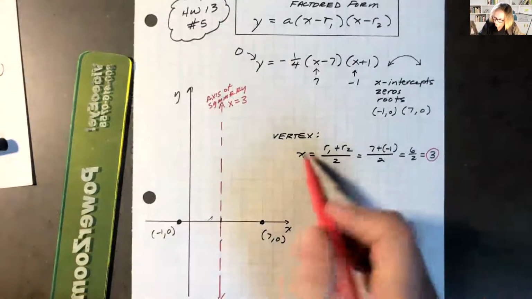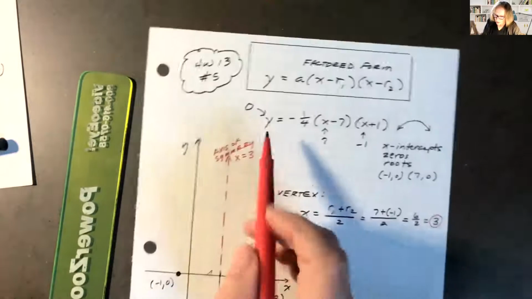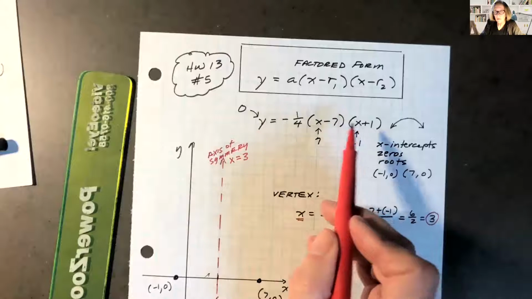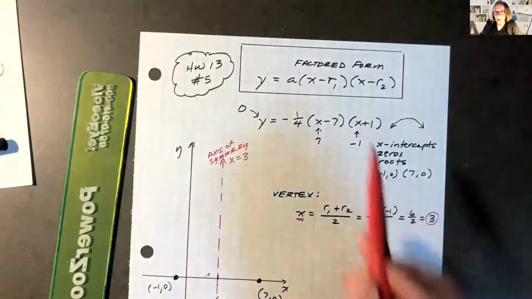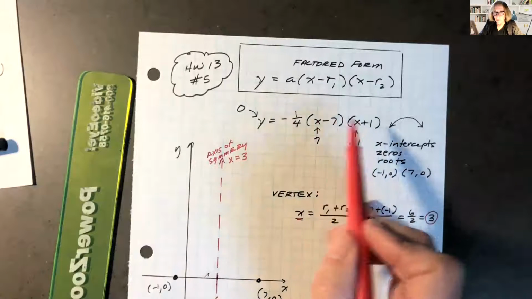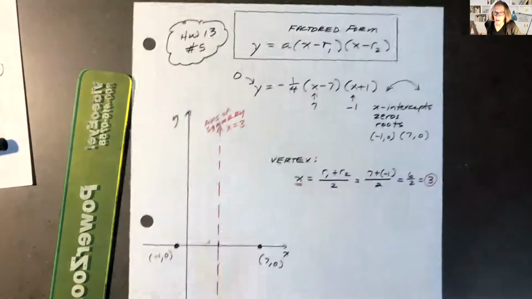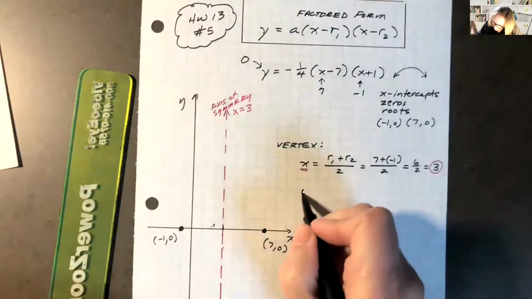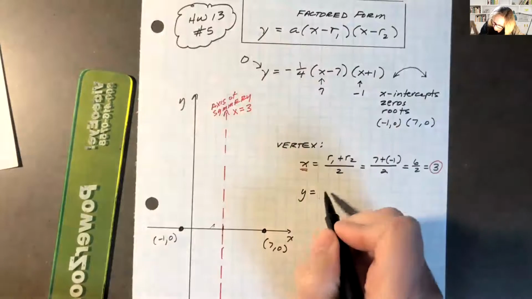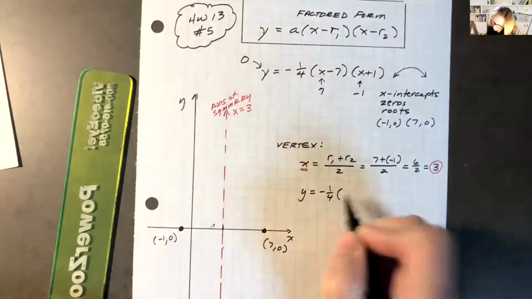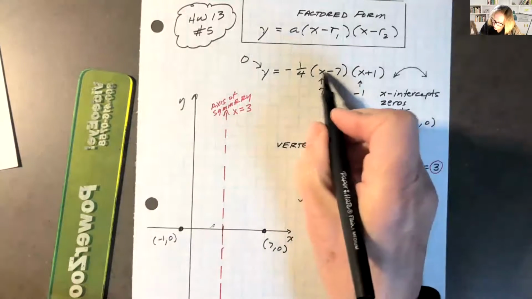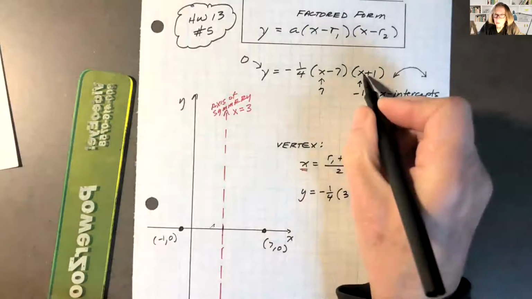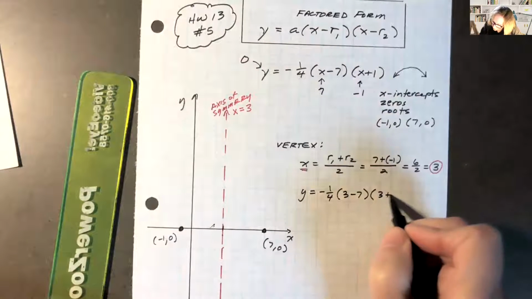So whenever I found an x, it's so nice because all I have to do is plug that value into the original function for x. Plug in a 3 here, and here for x, and find what y is when x is 3. So the y value will be equal to -1/4 times, I would put a 3 in for x, 3 minus 7, and I put the 3 in for x here too, times 3 plus 1.